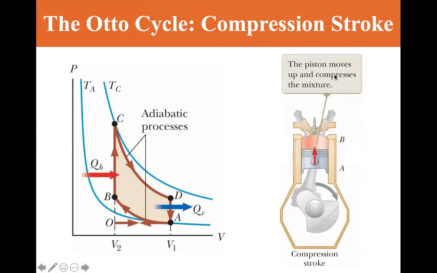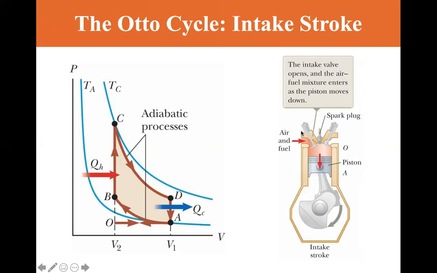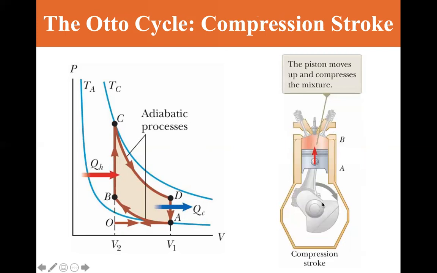Then the valve closes. You see back here, the valve was open, and that's letting the air in. Here, the valve closes as the piston continues to go around. There's a little flywheel that allows the piston to move. And if it's a multi-cylinder engine, then you have other pistons that are doing work at the same time. So the piston moves up and compresses the air mixture. So there's a compression here. This is from A to B.